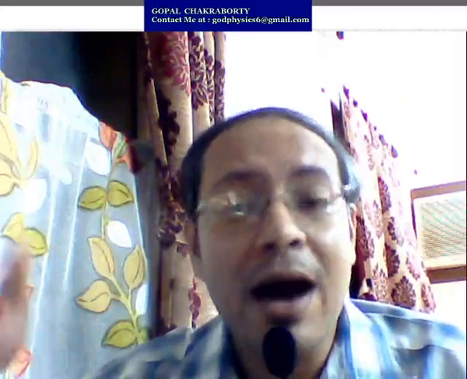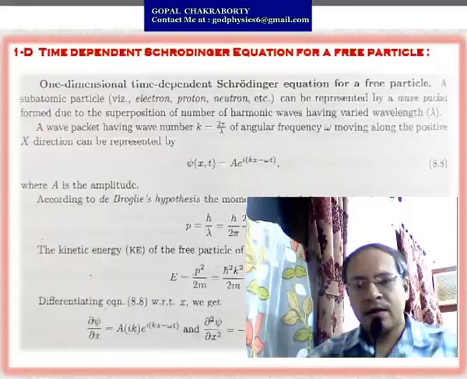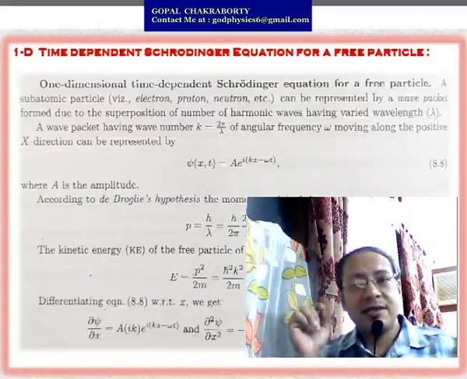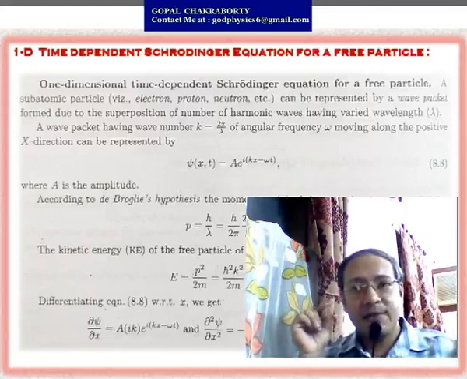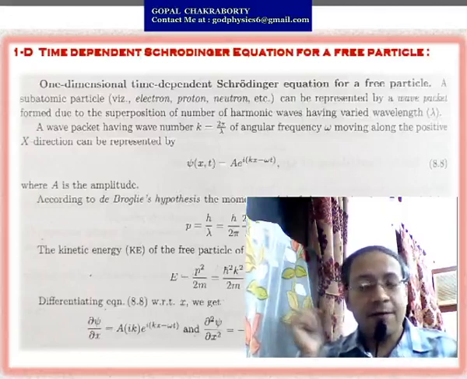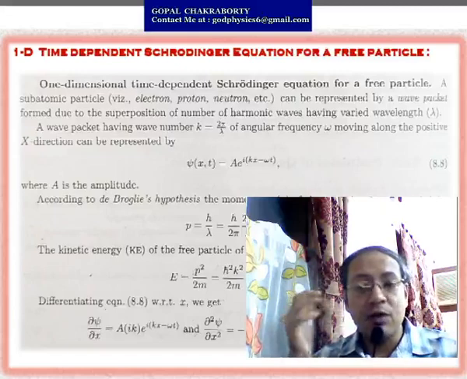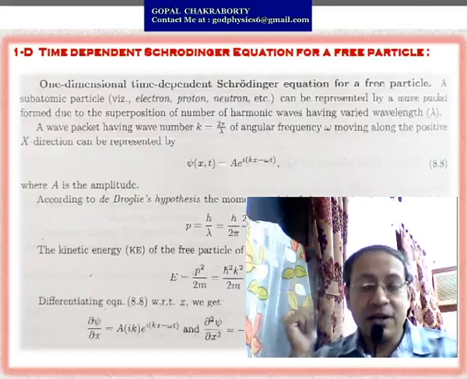So now I will show you how to construct both the time dependent and time independent equations. For today's class I will show you only the time dependent wave equation for the one dimensional and three dimensional cases. So now the first case, the one dimensional time dependent Schrodinger equation for a free particle: how are we going to derive or construct that differential equation?